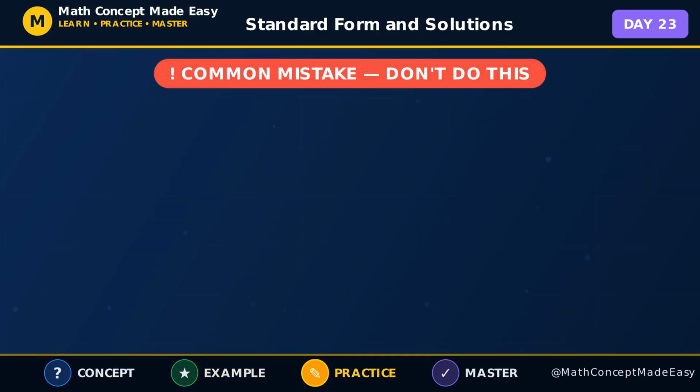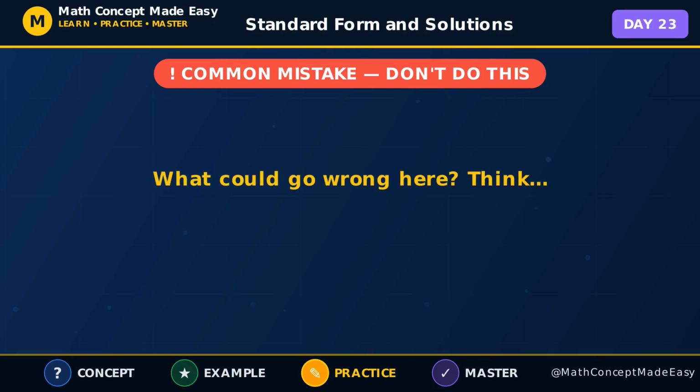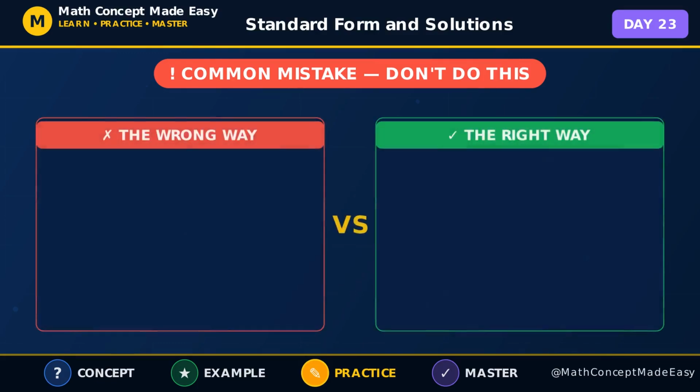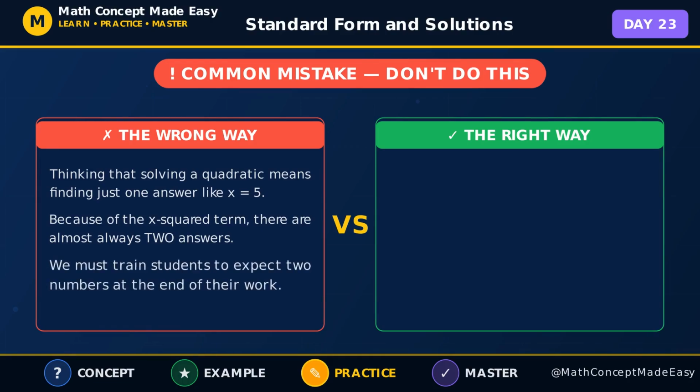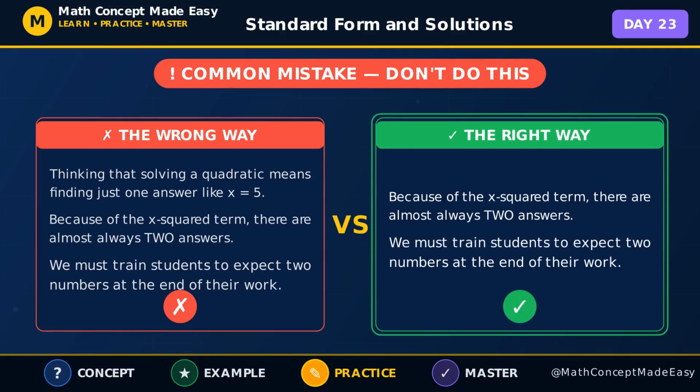Now, a quick warning, because I see students lose marks on this every single year. Before I show you, think about what could possibly go wrong here. 3, 2, 1. Thinking that solving a quadratic means finding just one answer like x equals 5. Because of the x squared term, there are almost always TWO answers. We must train ourselves to expect two numbers at the end of our work. Compare the wrong way and the right way on screen, and promise yourself you will never fall for this one.